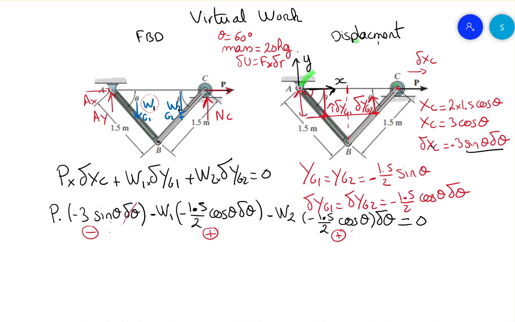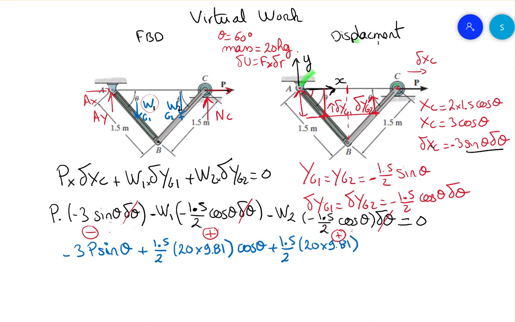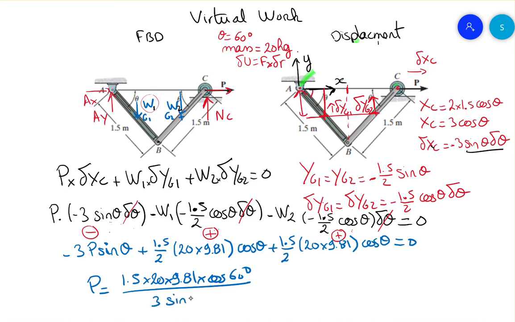So we can remove all the delta theta. Okay. So we have minus 3 P sine theta, plus 1.5 divided by 2 W1, where W1 is equal to 20 times 9.81, cosine theta. We can write 2 times this, plus 1.5 divided by 2 times 20 times 9.81 cosine theta, equal to 0. So let's write that P is equal to 2 times this, so 1.5 times 20 times 9.81 times cosine 60 degrees, divided by 3 times sine 60 degrees.